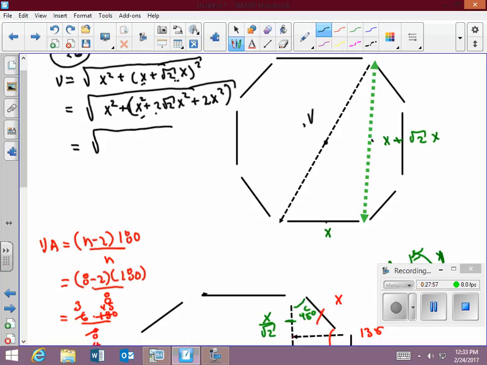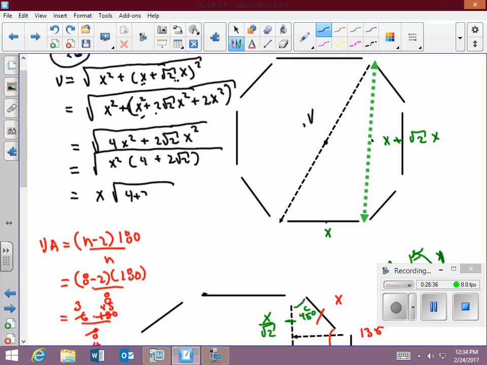So what I have is 4x squared, don't I? Yes. That's 2 square root of 2x squared. Now, this is actually x squared times 4 plus 2 square root of 2, and you're doing the square root of that. So you can take the square root of x squared, and the x squared comes out as an x. And you have the square root of 4 plus 2 square root of 2. And that's what v is.